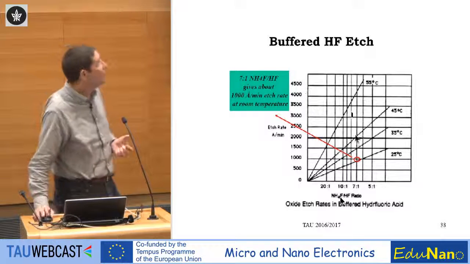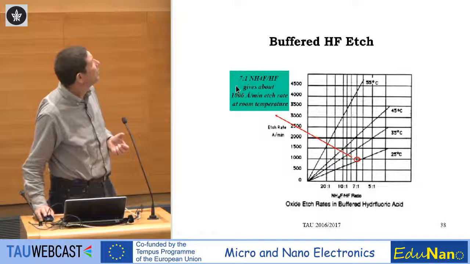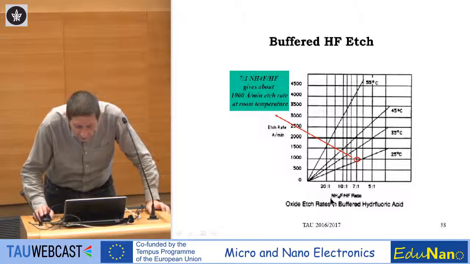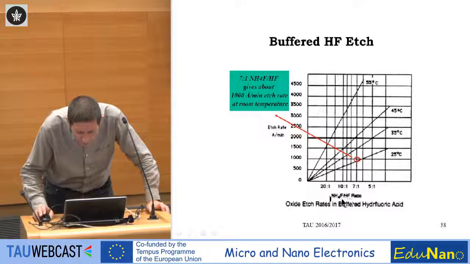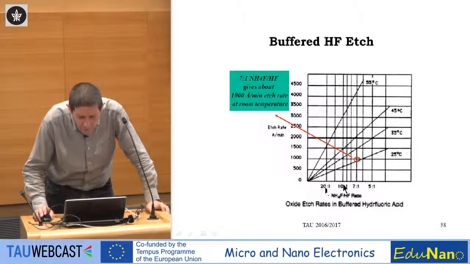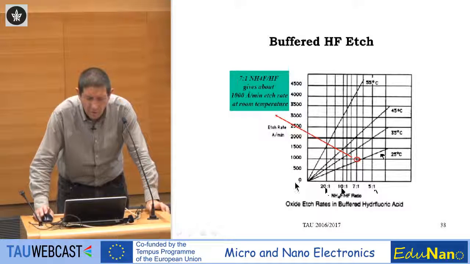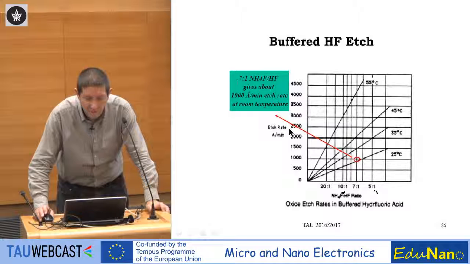If you look at a buffered HF solution, for example, what you see here is etch rate versus, on the bottom line, the NH4F to HF ratio: 20 to 1, 10 to 1, 7 to 1, 5 to 1. This is 25 degrees, 35, 45. What you see are two effects. First, this is the etch rate versus how much ammonium fluoride is in the solution.